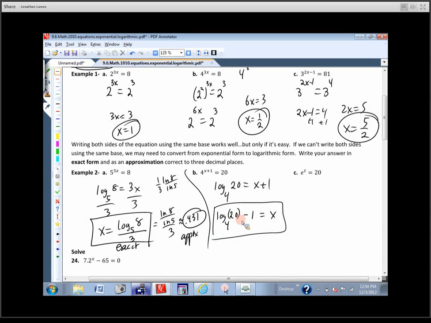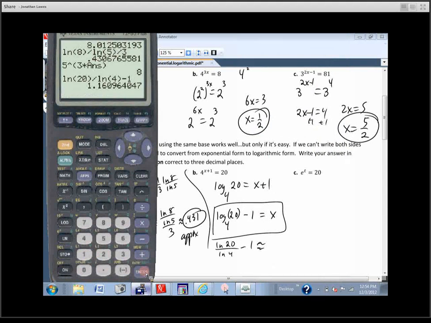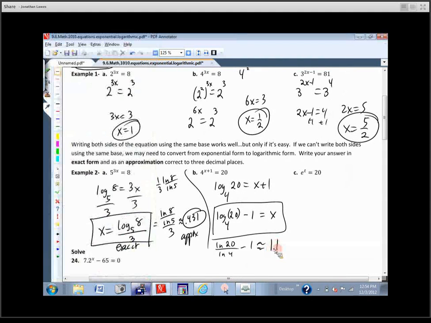If we were going to get a decimal approximation, again, I'm partial to ln, so we're going to do ln 20 over ln 4 minus 1, and that's going to give us our decimal approximation. So let's see what we get there. ln 20 divided by ln 4, subtract 1. 1.161. And again, you could check to see that that's right by plugging it in to that exponential there. Okay, are there any questions?